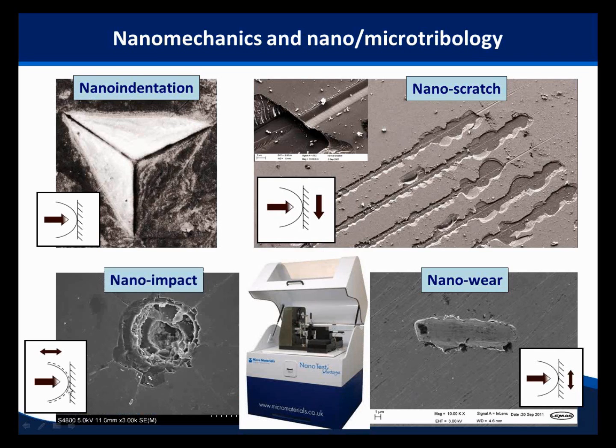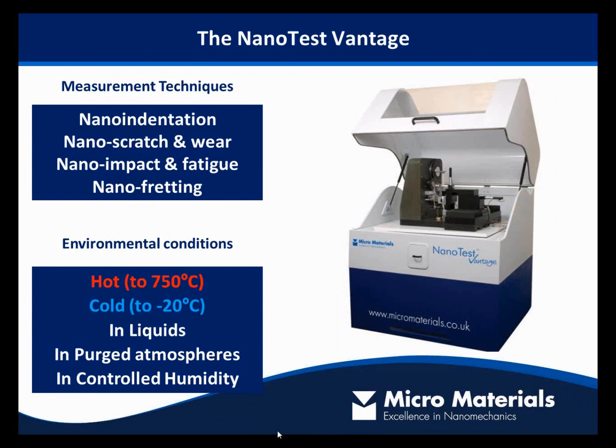And in the final technique, we can also apply an impulse to the probe, pull it off the surface, and fire it in at very high strain rate to create a true impact to the surface. And this example here in the bottom left shows an impact crater into an optical coating, essentially, which has failed in this case. So if we do this repetitively, we can look at fatigue and fracture behavior. And all of these things are possible with the test instrumentation, which is shown at the bottom, the Micro Materials NanoTest Vantage.